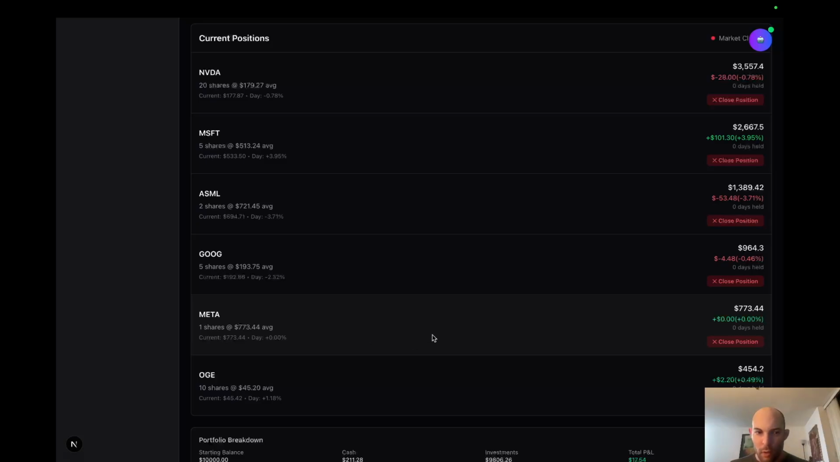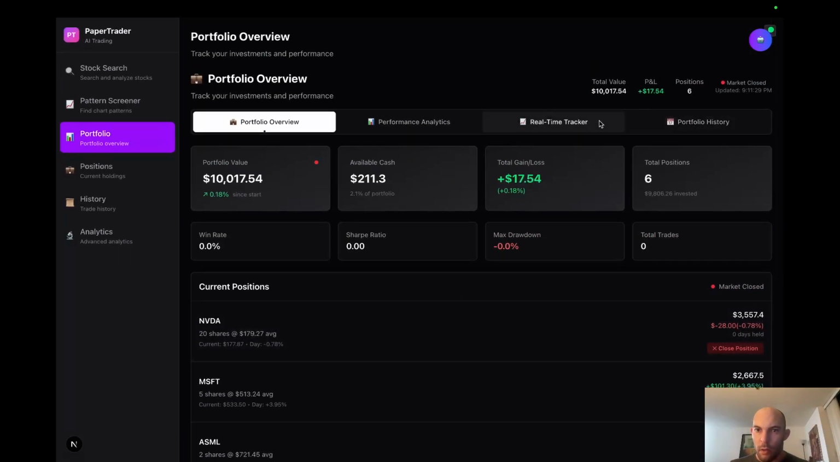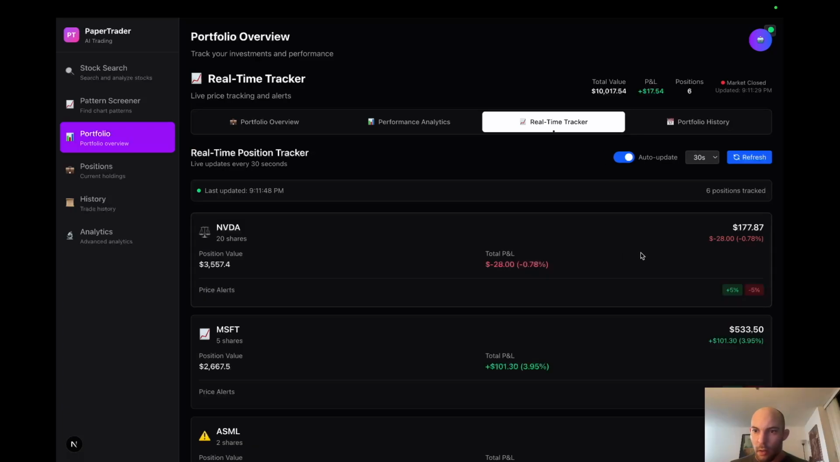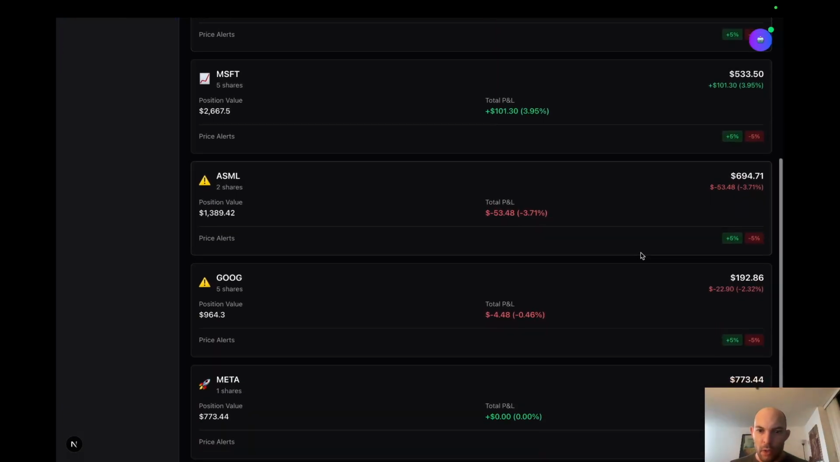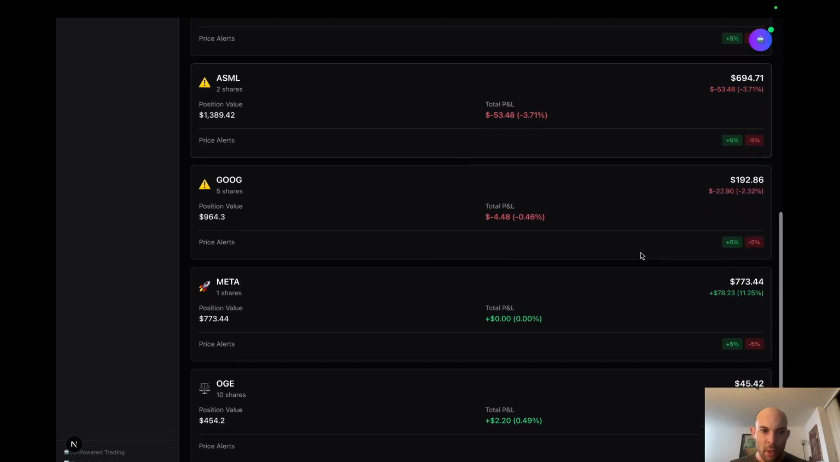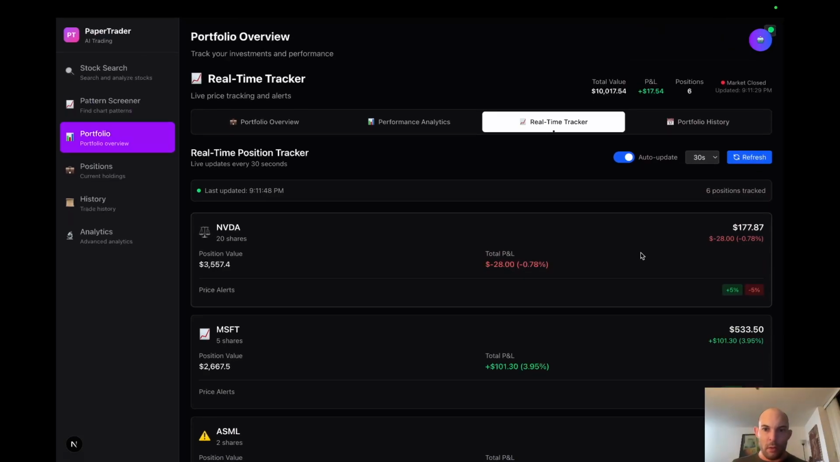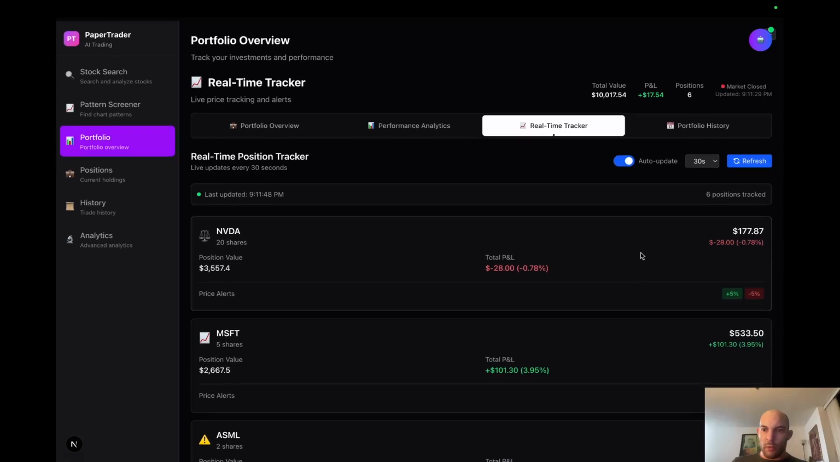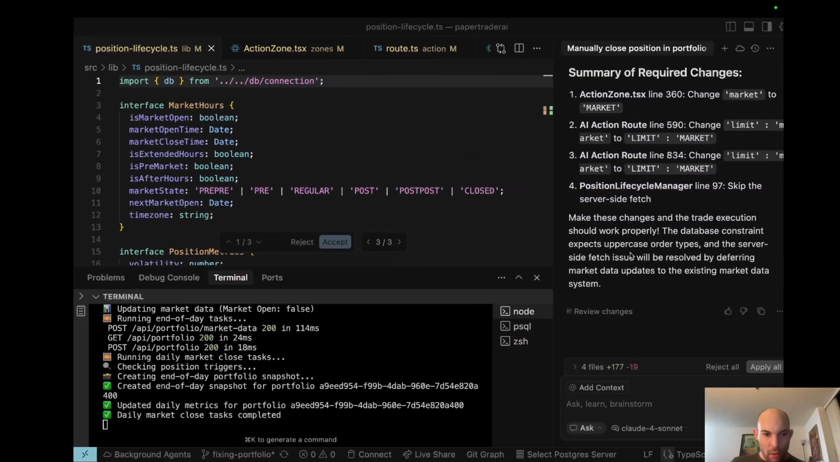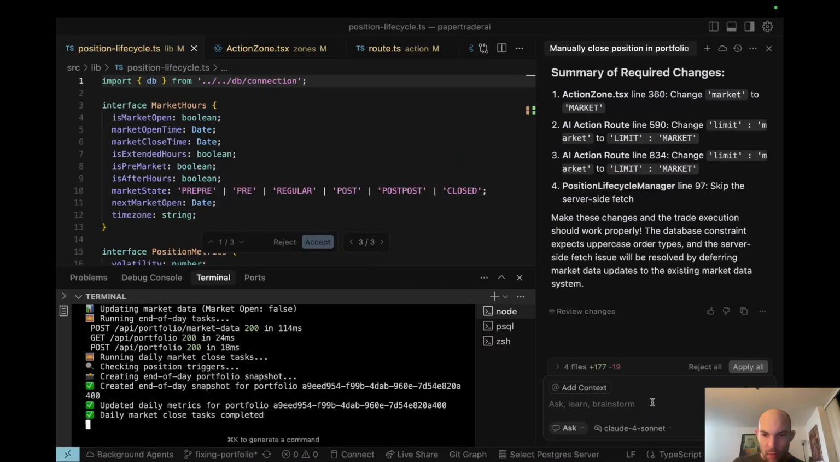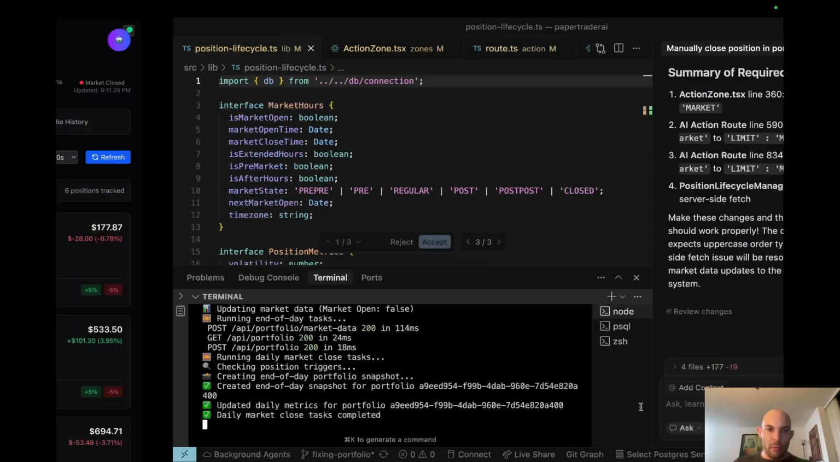Okay. Real-time tracker. I don't see where Meta is. Okay. So the good news is we were able to get it, I believe. Okay, yeah, I'm going to stop here for now. So this was pretty good.